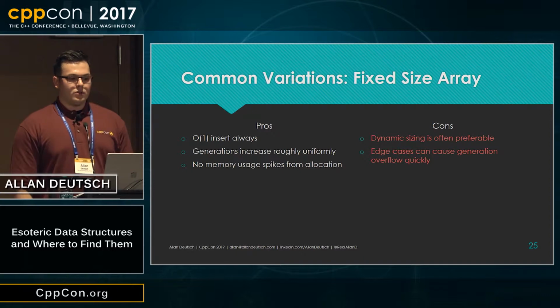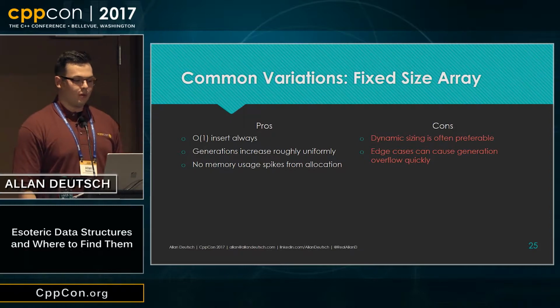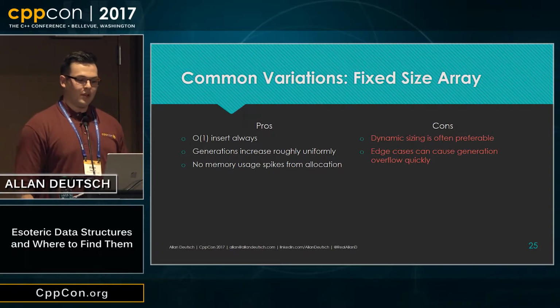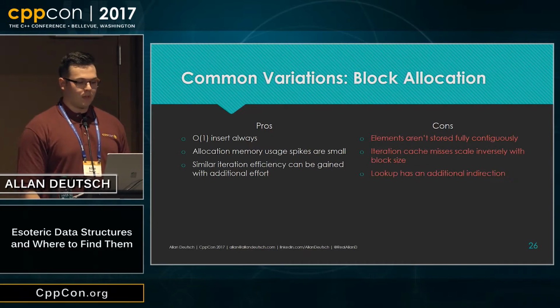Another variation is using a fixed size array. So this one will have constant time insert in all cases since it doesn't ever grow, and erasing is constant time. But the generations increase roughly uniformly as well, since they're all allocated from the start and there's no memory usage spikes. Unfortunately, dynamic sizing is typically something that we want to have, and so this variation isn't usually what we'd want. And some of the edge cases can cause the generation to overflow quickly.